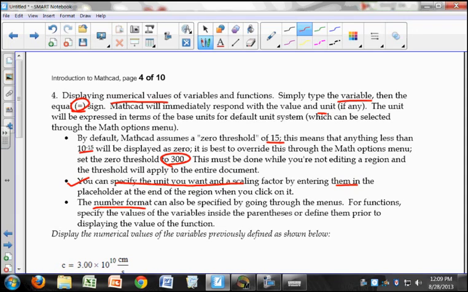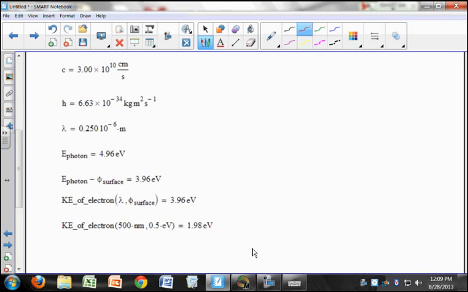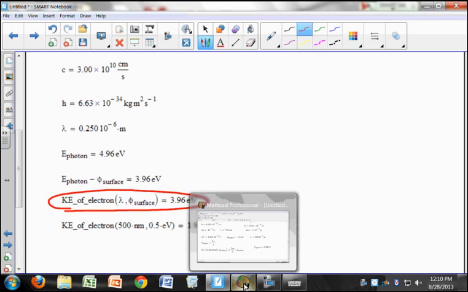Now when you're evaluating functions, you need to specify the values of the variables inside the parentheses, or define them prior to displaying the value of the function. So these are the expressions we have. Let's say I wanted to know the kinetic energy of the electron for the currently defined values of lambda and phi surface. It should give me 3.96 electron volts.